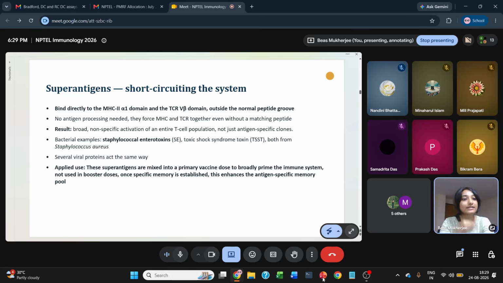But then in the secondary, booster doses, specific T cells have already formed, and we don't want to introduce this superantigen anymore, because very, very specific T cell receptors and B cell receptors have been developed, and we want the memory T cells and B cells to be there. That is why only your specific antigen is introduced in the booster doses of the vaccine. So that is how this works.